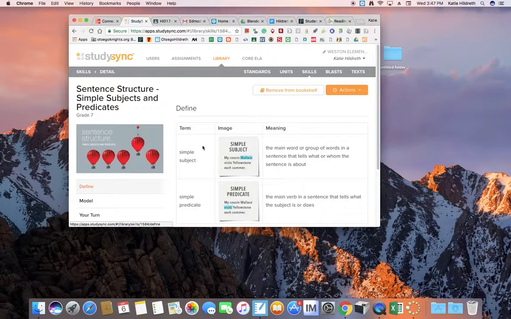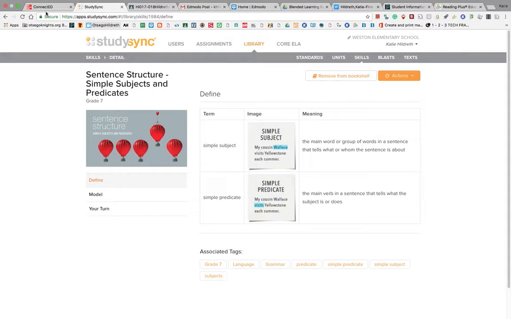So you're going to click on Define, and it's going to give you this lovely chart that has simple subject, it has the term, an image, and the meaning. And so we're going to talk a little bit about it. So our first term is simple subject. And if you look at the example, it says, my cousin Wallace visits Yellowstone each summer. Okay? The meaning of the simple subject is the main word or group of words in a sentence that tells us what or whom the subject is about.